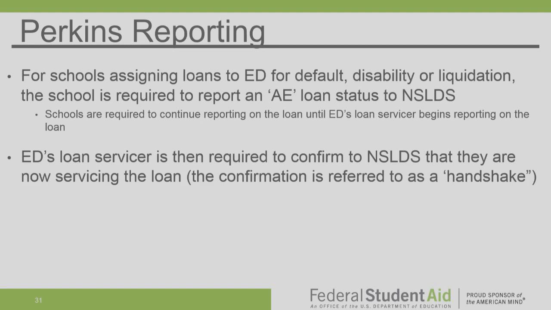Typically, we refer to that internally as the handshake. The handshake is you putting the loan into an AE loan status, and then either DMCS, TPD, or ECSI coming behind and actually saying, yep, we got that loan, and now we're servicing that loan.